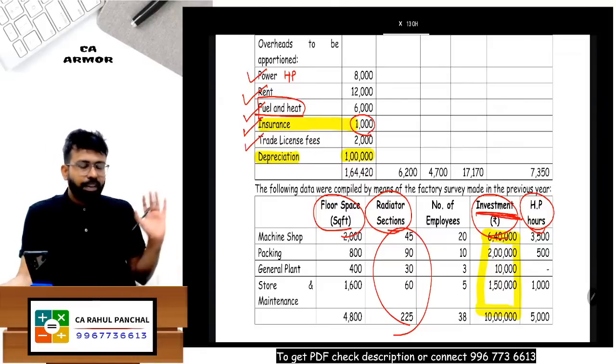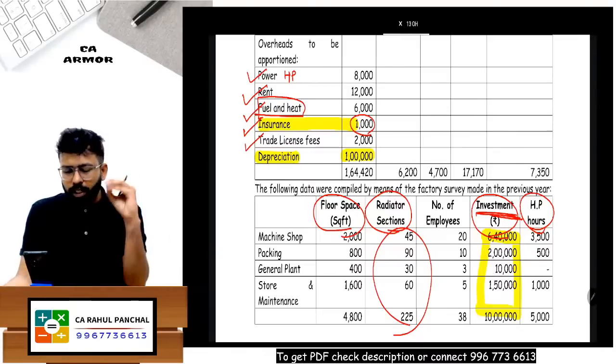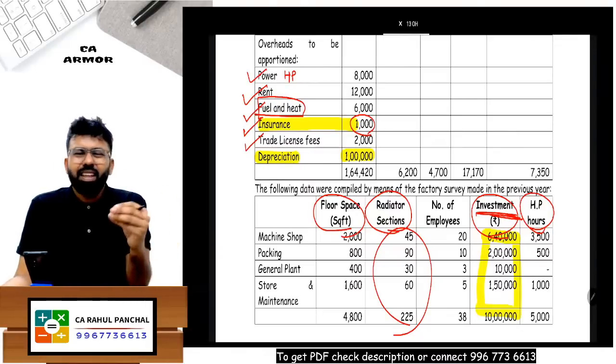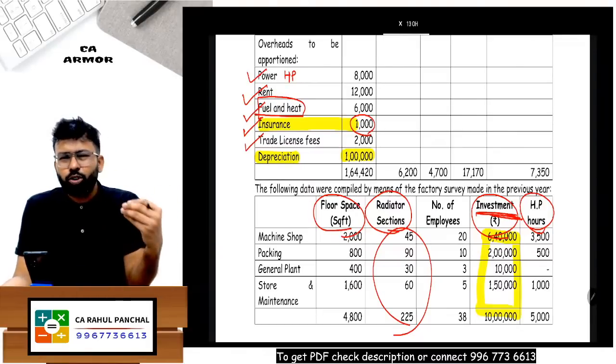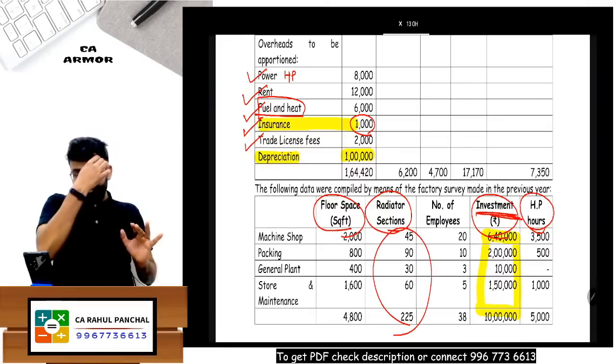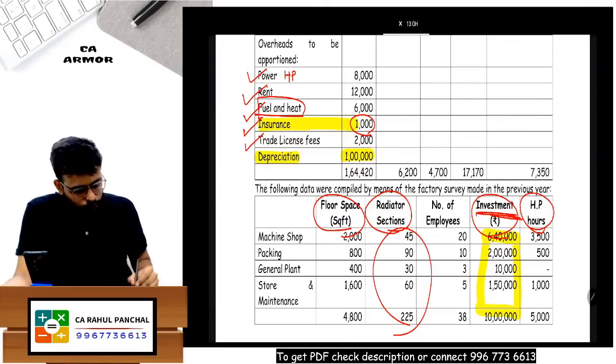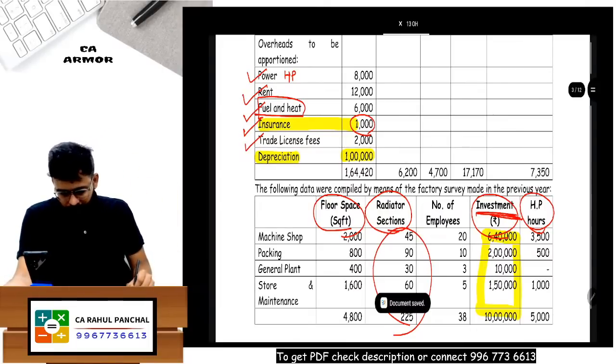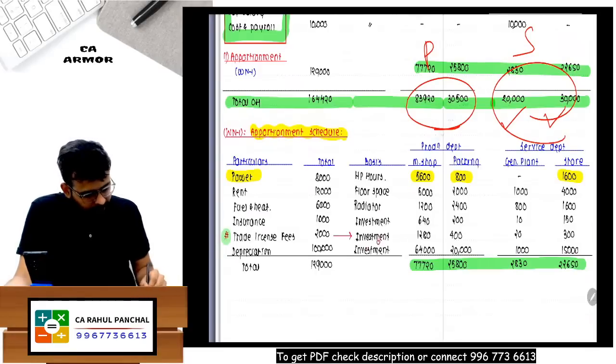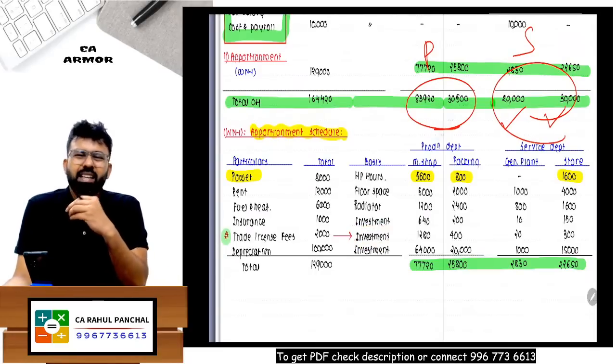And trade license, if I just talk about it, is something where you can assume anything. Nothing is mentioned in detail as to in what ratio it should go. So when you say trade license, it should go on what ratio? Your trade license should be transferred. What the institute has done, trade license is done on investment. It can be taken in any ratio.